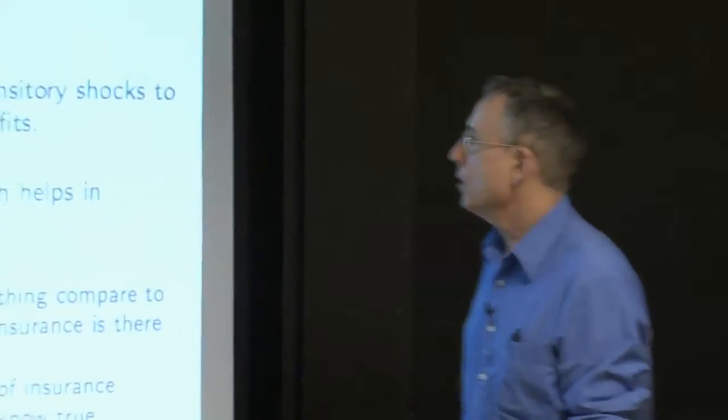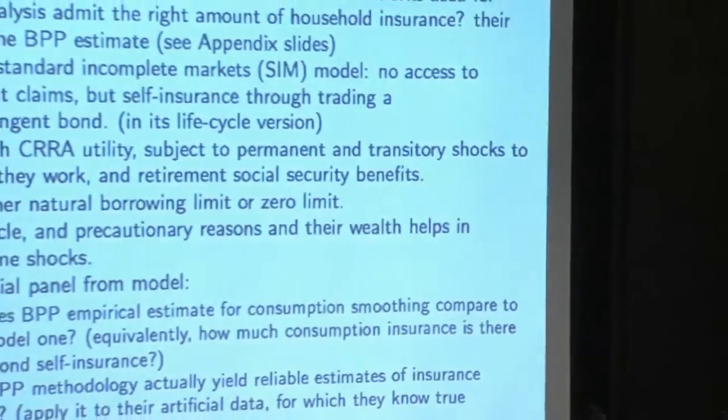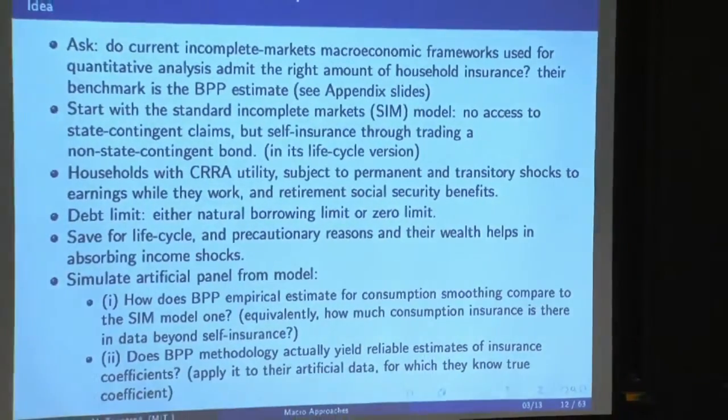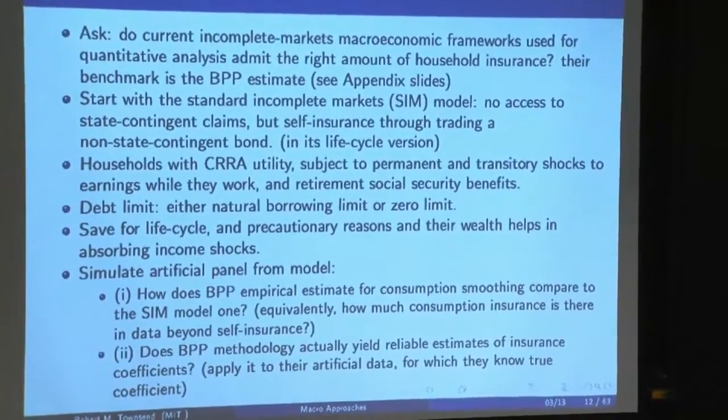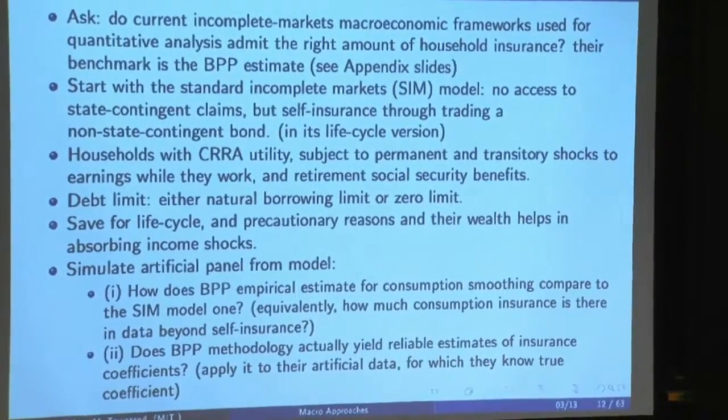So in this literature, it's true that you can do an enormous amount of smoothing by borrowing and lending, but it is not true that you can do everything that would be possible with greater amounts of insurance. Anyway, they start with the standard, note the word standard. It's standard for certain branches of the macro literature, the incomplete markets literature.